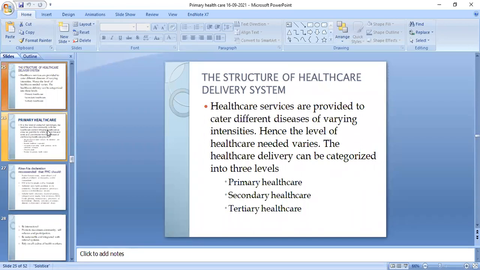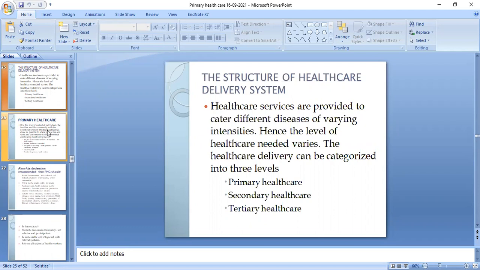The structure of the healthcare delivery system. The healthcare services are provided to cater to different diseases of varying intensities. Hence the level of healthcare needed varies. The healthcare delivery can be categorized into three levels: primary healthcare, secondary healthcare, and tertiary healthcare. The care needed varies among different individuals.